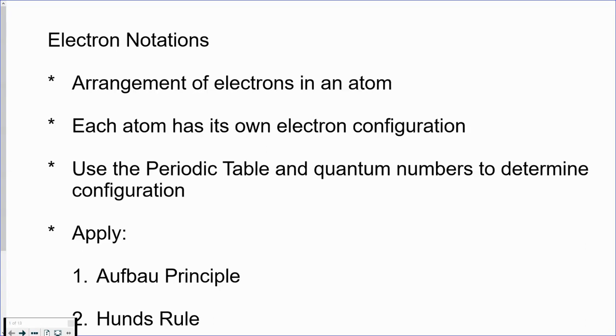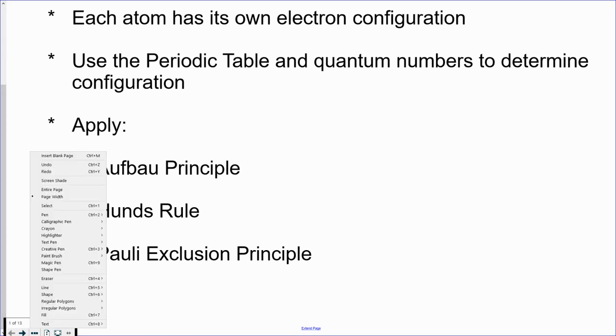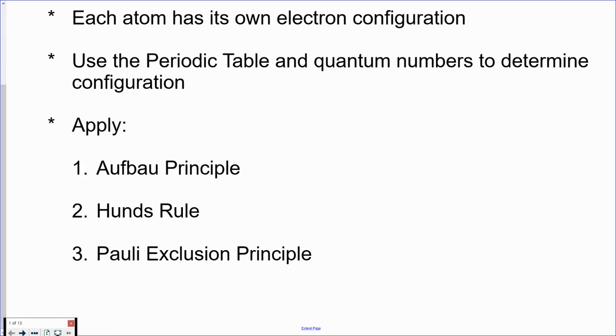We're going to talk about electron notations. There are three different electron notations that we're going to learn about. They all tell you the same thing, but they show it in a different way. In order to do electron notation, you're going to apply all of these rules: the Aufbau principle, Hund's rule, and the Pauli exclusion principle.